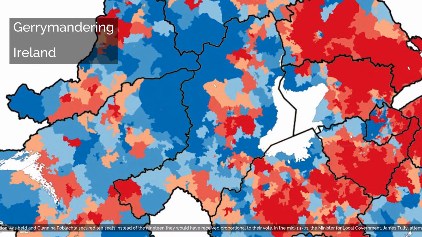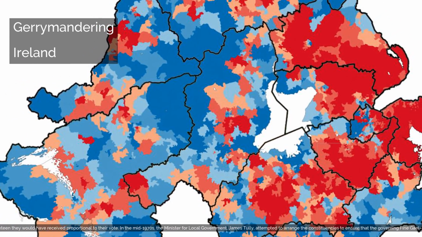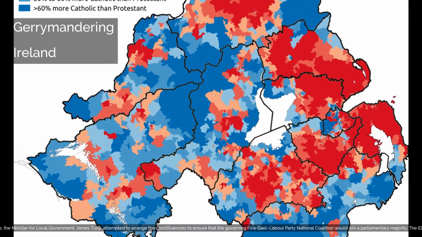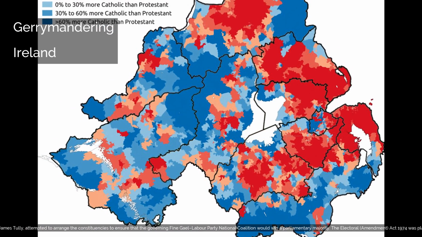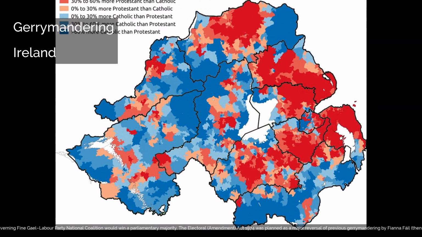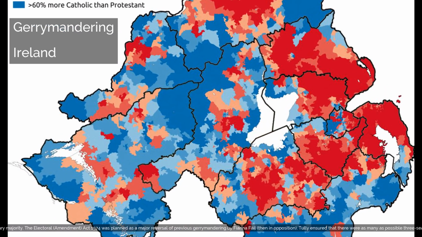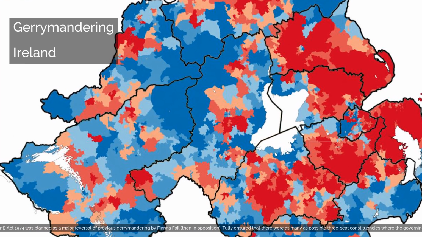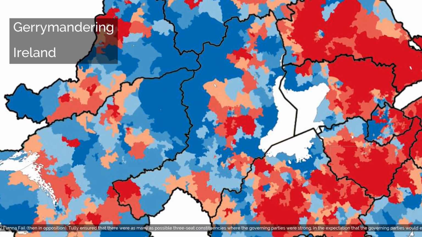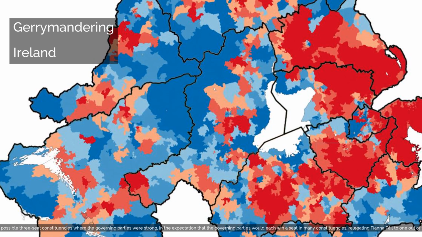In the mid-1970s, the Minister for Local Government, James Tully, attempted to arrange the constituencies to ensure that the governing Fine Gael–Labour Party National Coalition would win a parliamentary majority. The Electoral Amendment Act 1974 was planned as a major reversal of previous gerrymandering by Fianna Fáil, then in opposition. Tully ensured that there were as many as possible three-seat constituencies where the governing parties were strong, in the expectation that the governing parties would each win a seat in many constituencies, relegating Fianna Fáil to 1 out of 3.